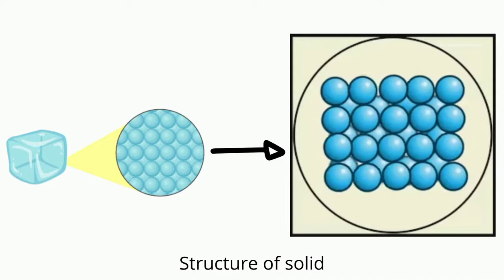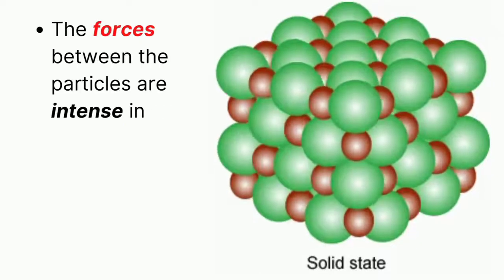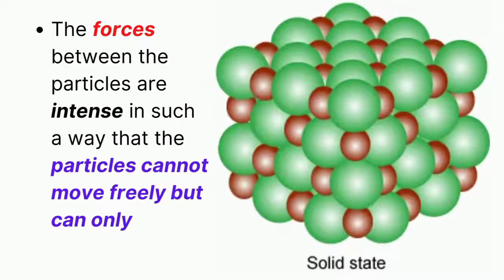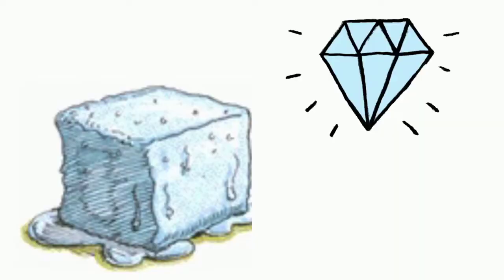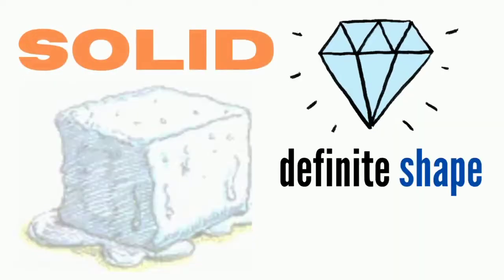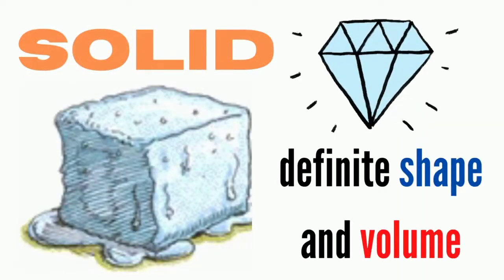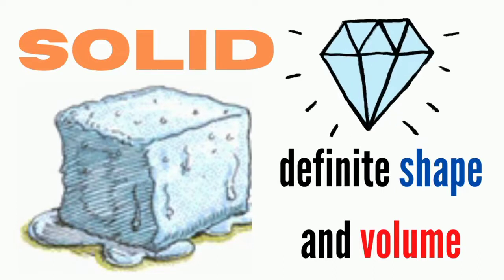The particles, ions, atoms or molecules, are tightly packed together in the solid. The forces between the particles are intense in such a way that the particles cannot move freely but can only vibrate. As a result, the solid has a stable, definite shape and a certain volume. Solids can only change their shape by force, as if they were broken or cut.